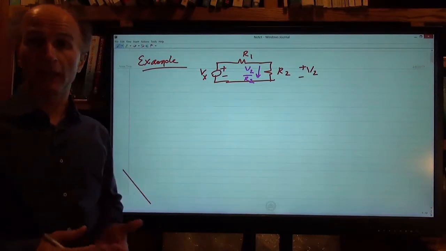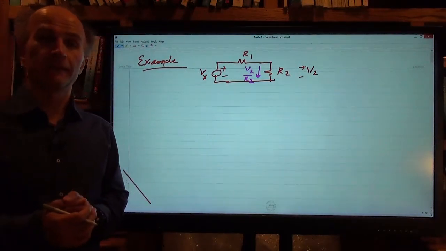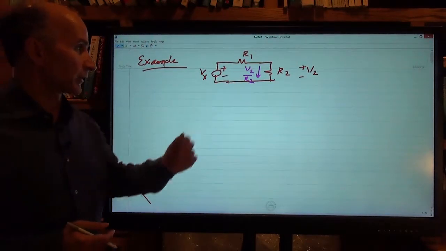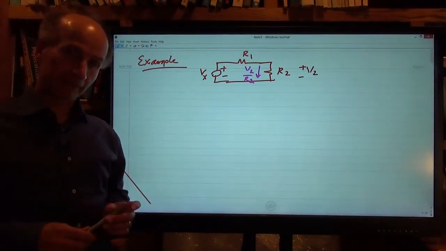Now V2 is unknown, but eventually, hopefully we'll find it. And the current through R2 is V2 over R2. So far so good, right? Okay.